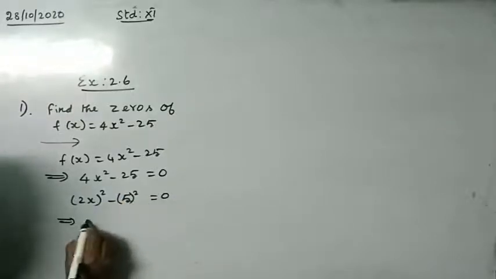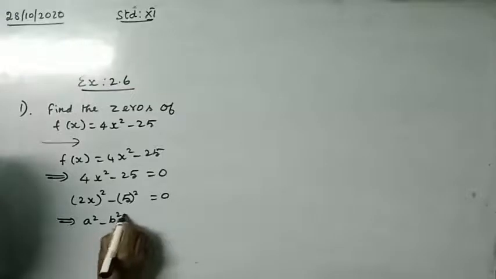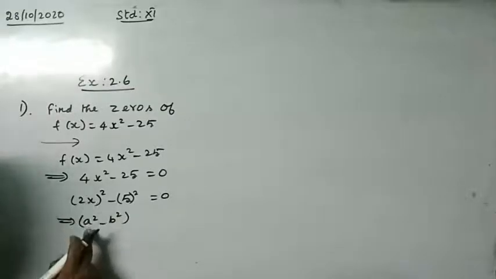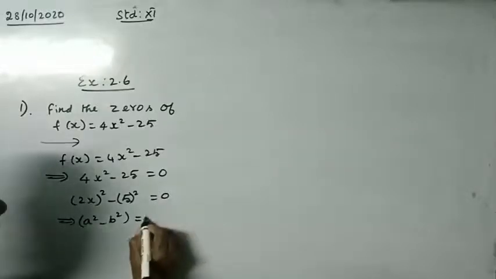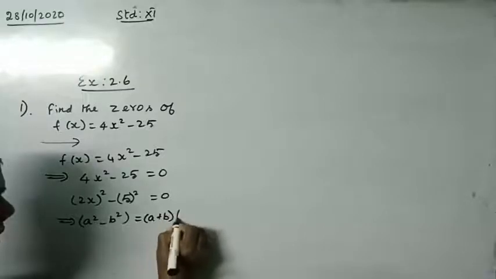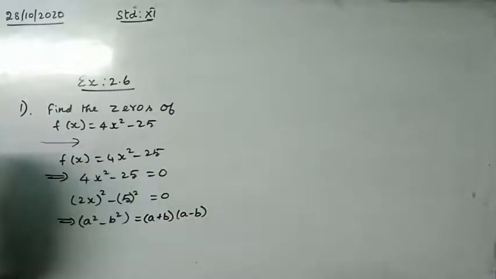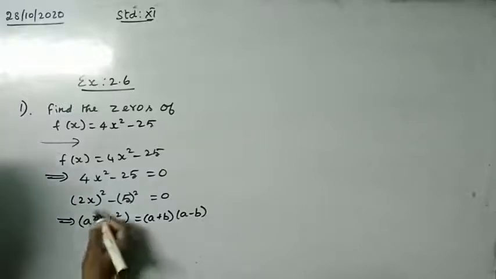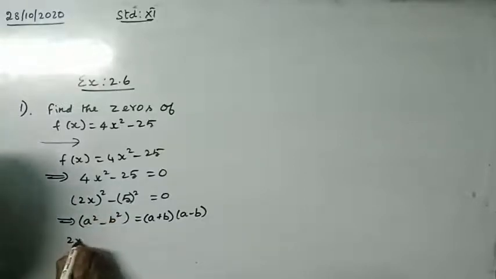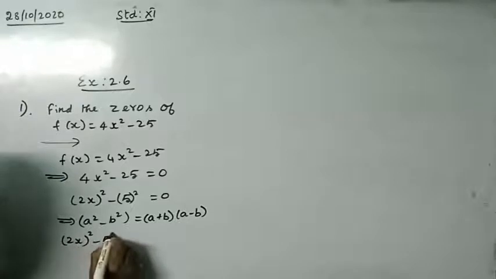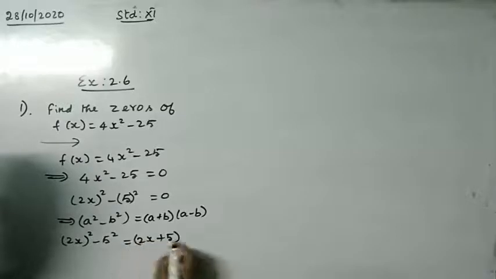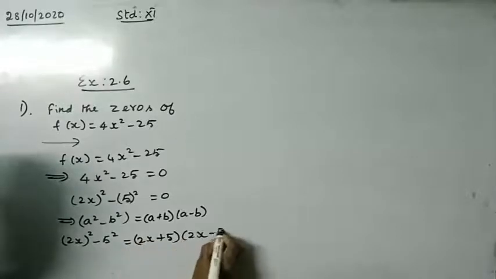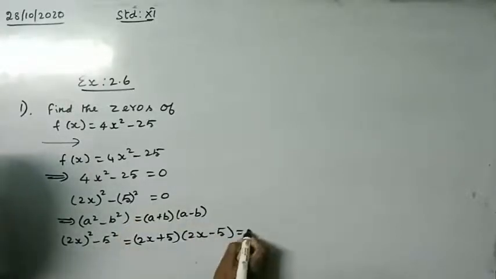So it is a square minus b square, where a is 2x, b is 5. Very well you know the identity, a square minus b square is equal to a plus b into a minus b. We can split this and write like this. So 2x the whole square minus 5 square can be written as 2x plus 5 and 2x minus 5. Here I have taken it equal to 0.